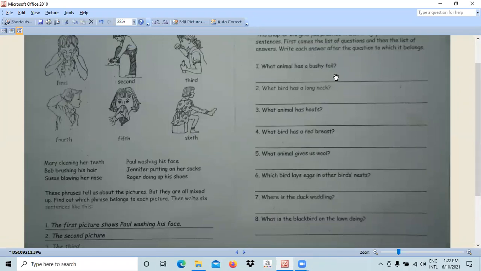What animal has a bushy tail? What bird has a long neck? What animal has hooves? What bird has a red breast? What animal gives us wool? Which bird lays eggs in other birds' nests? Where is the duck waddling?